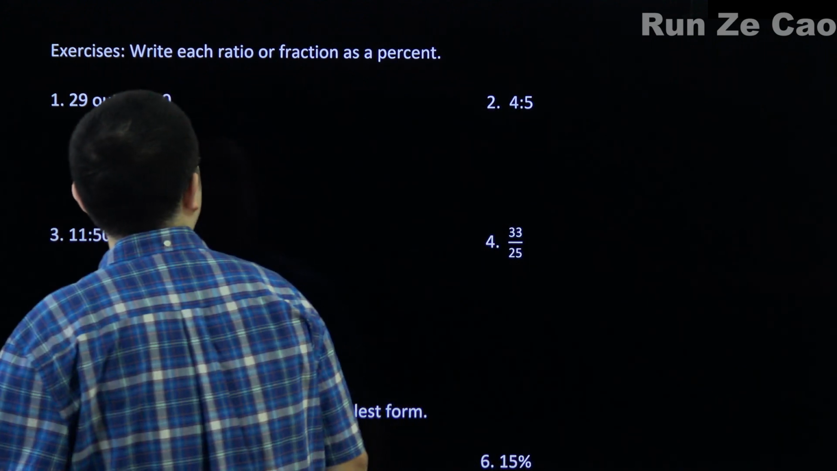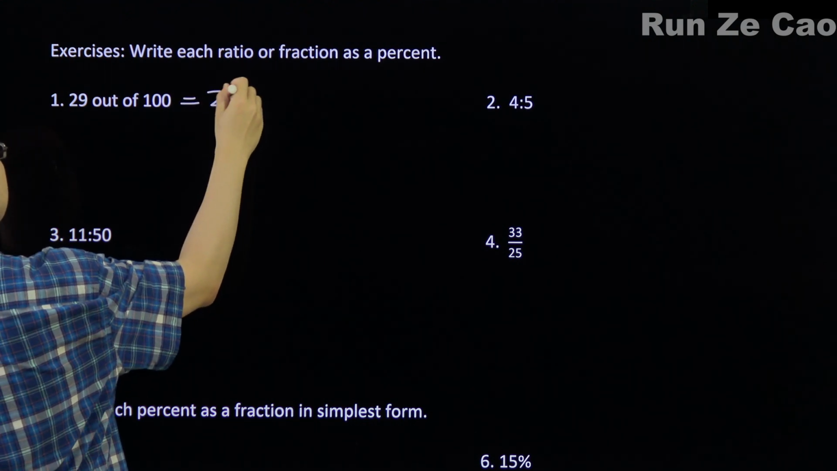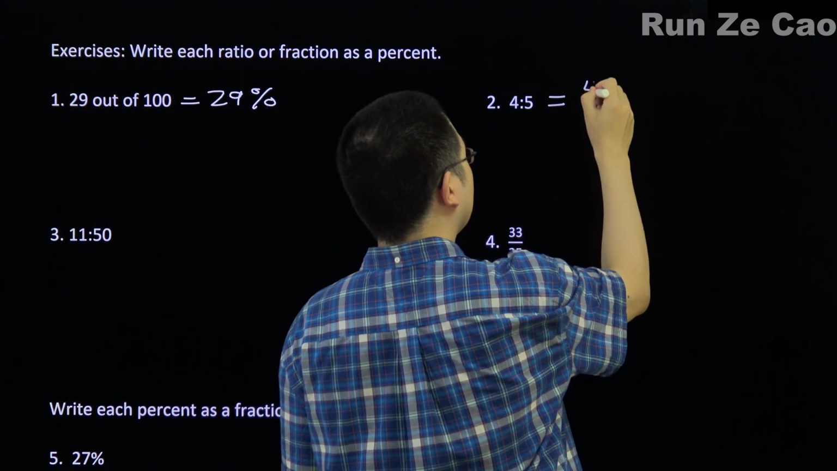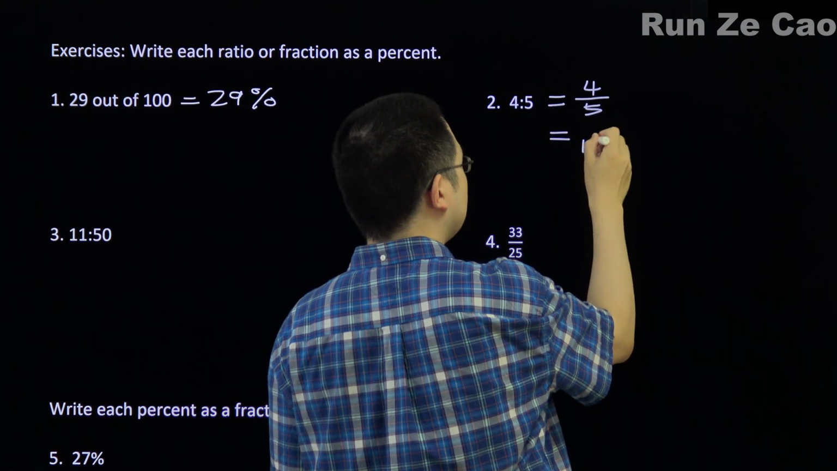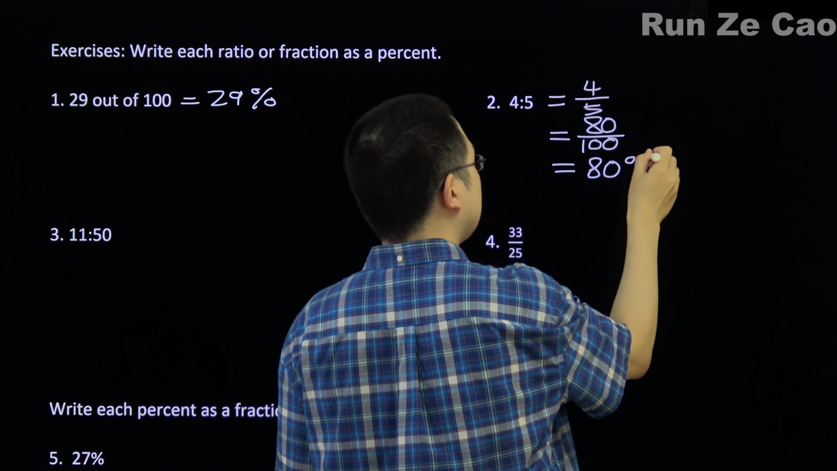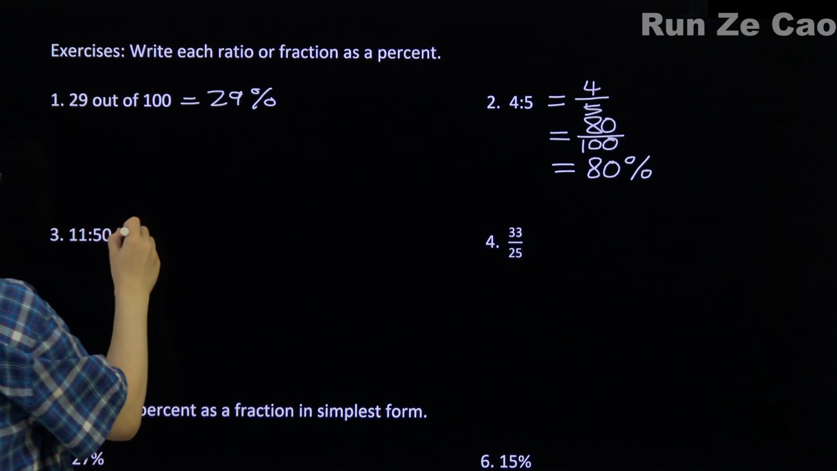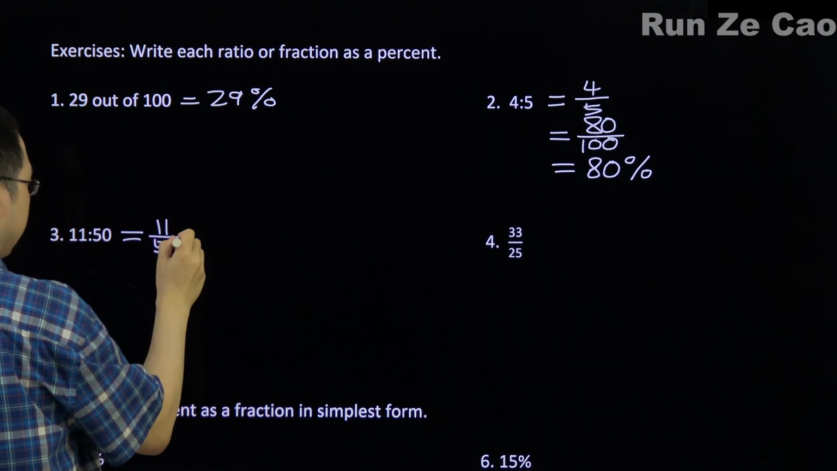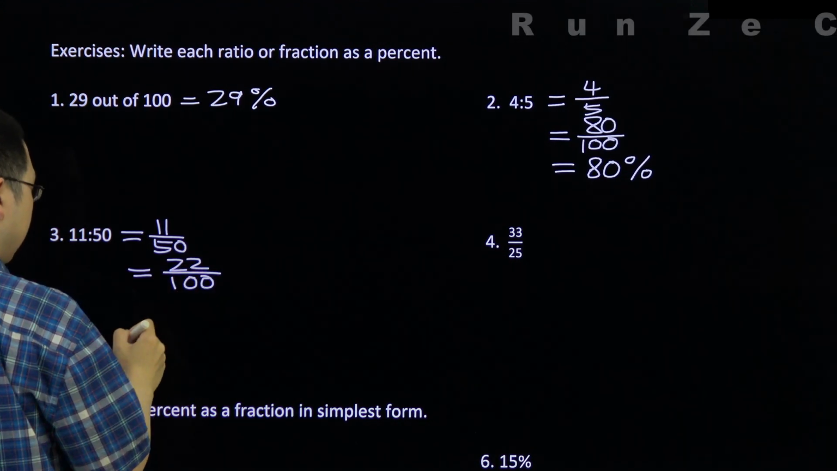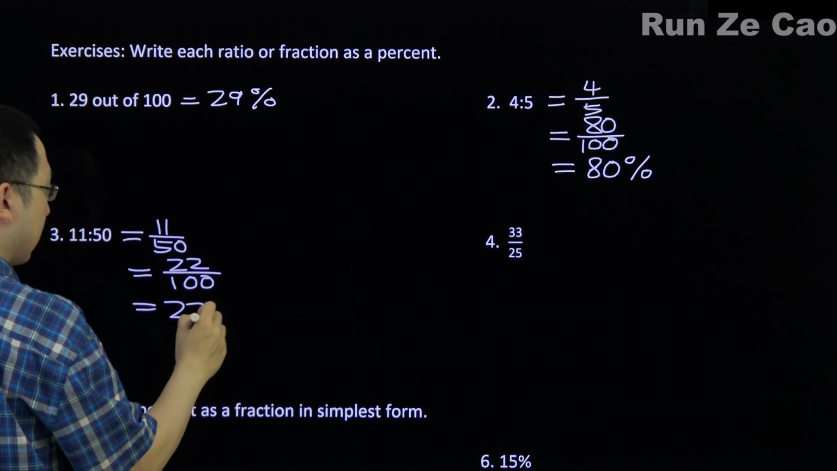Exercises. Write each ratio or fraction as a percent. 29 out of 100. Well, it's already out of 100, so it's 29%. 4 to 5 is equal to 4/5, which is equal to how many over 100? It's equal to 80 over 100. So it's equal to 80%. 11 to 50, well, that's 11 over 50, which is equal to 22 over 100. Denominator and numerator both are multiplied by 2. So it's 22%.